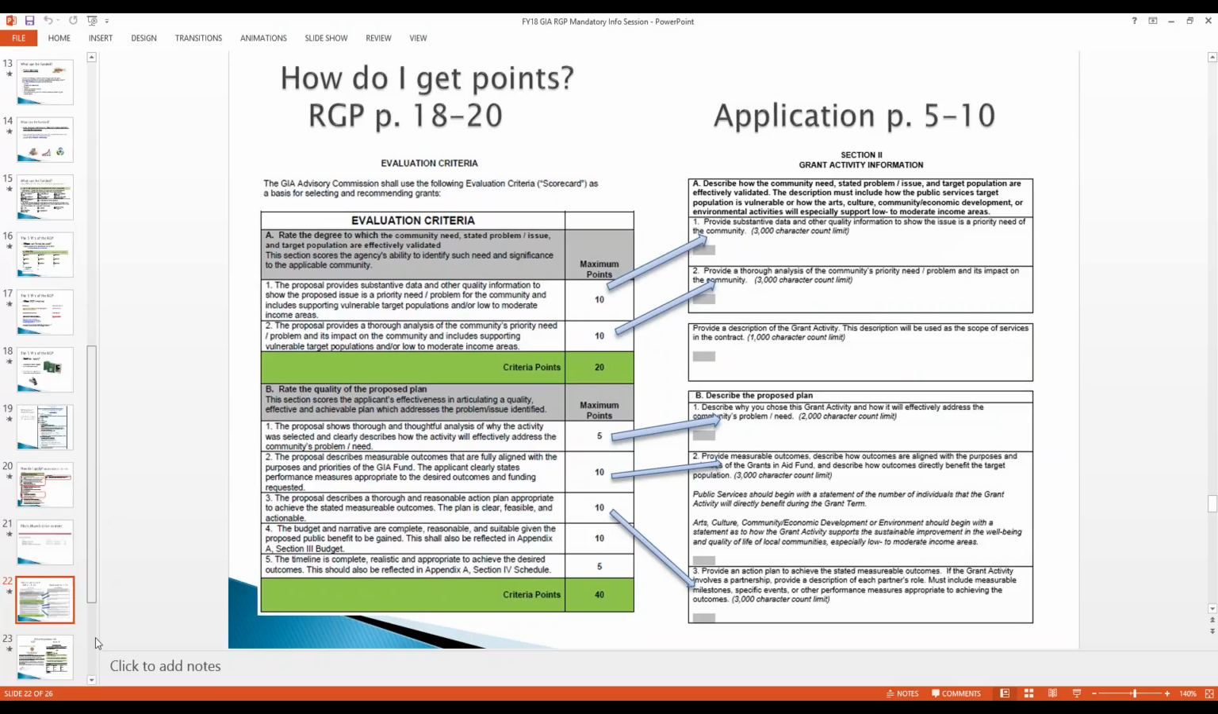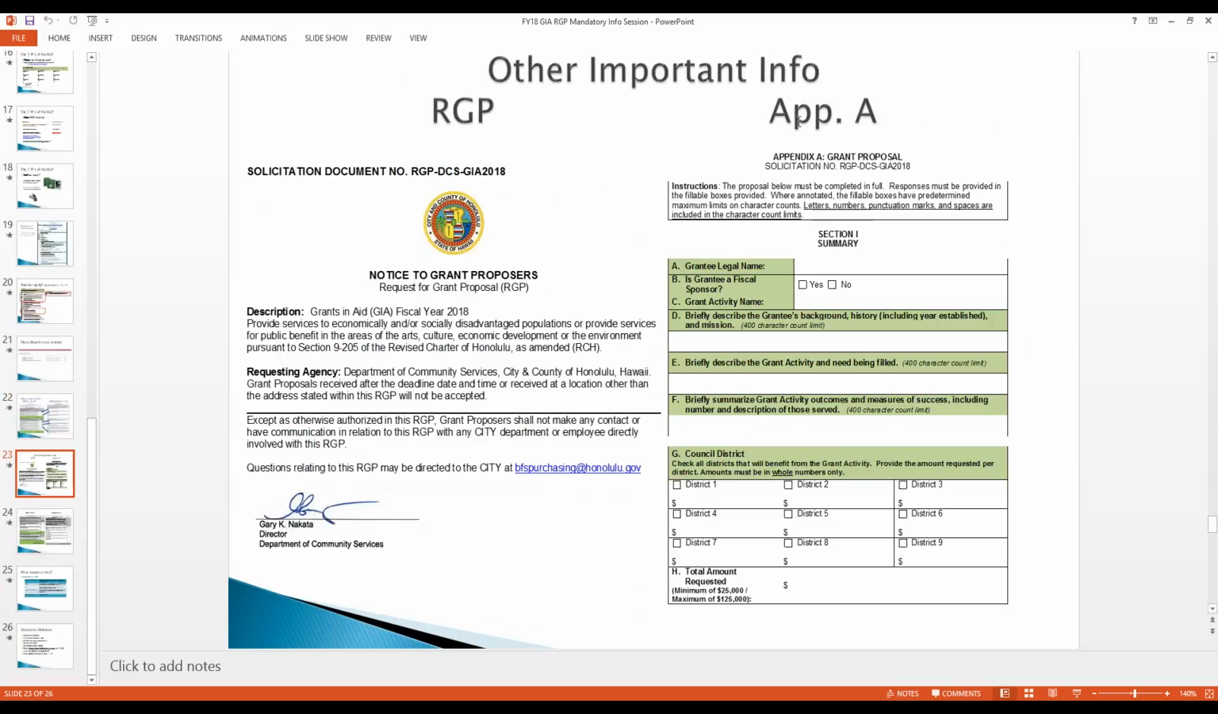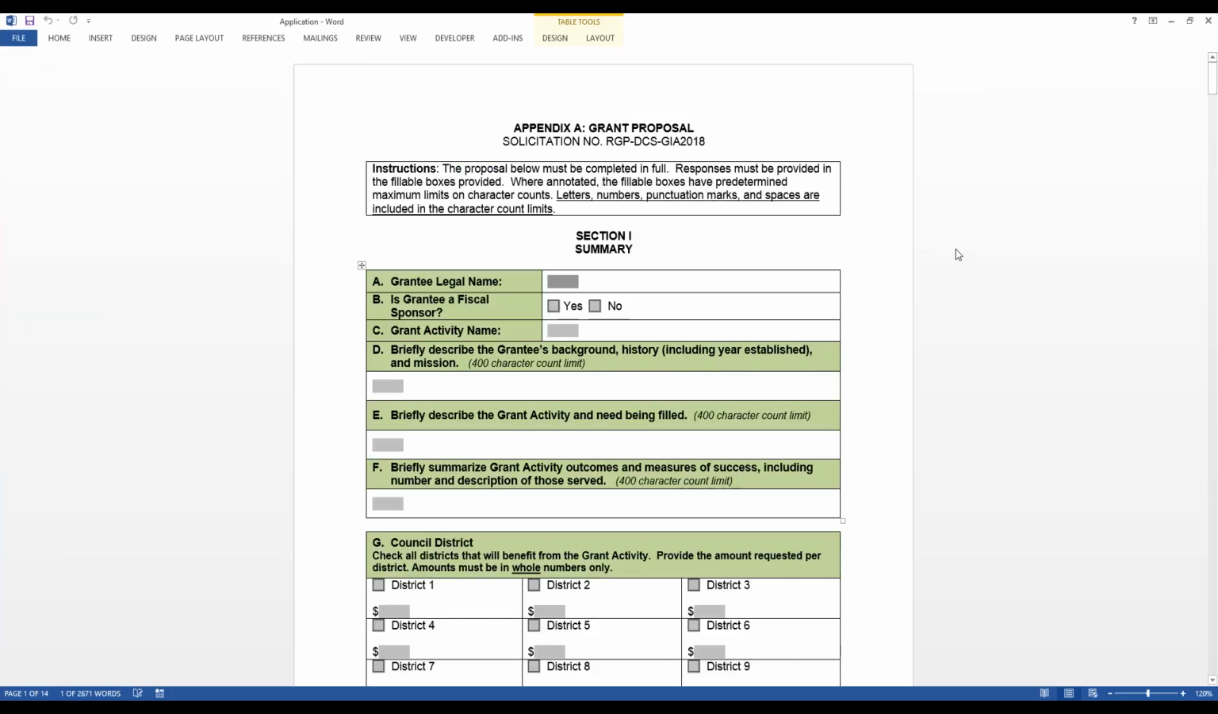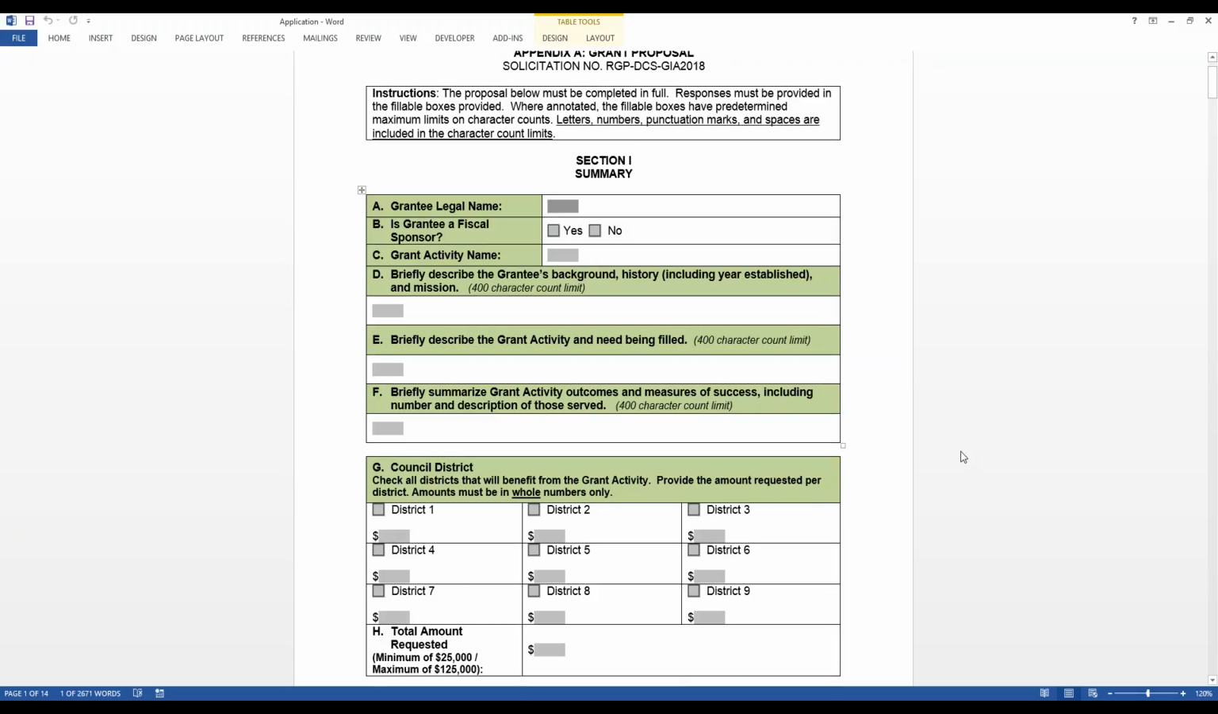So in my next slide, first we'll look at the application, your grant application. So let me open this file here, and we start from the very first page. In section D, we want to know a little bit about your organization background, some history, and your mission. Please note that all the answers are limited. There is a character limit count, so just include only the most important information.